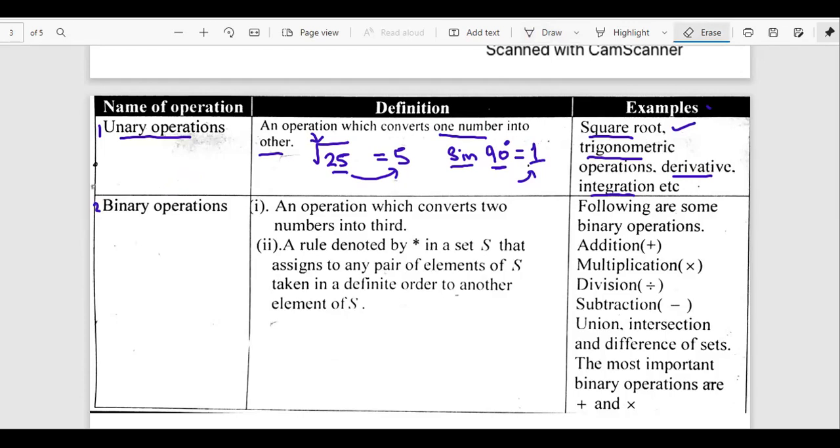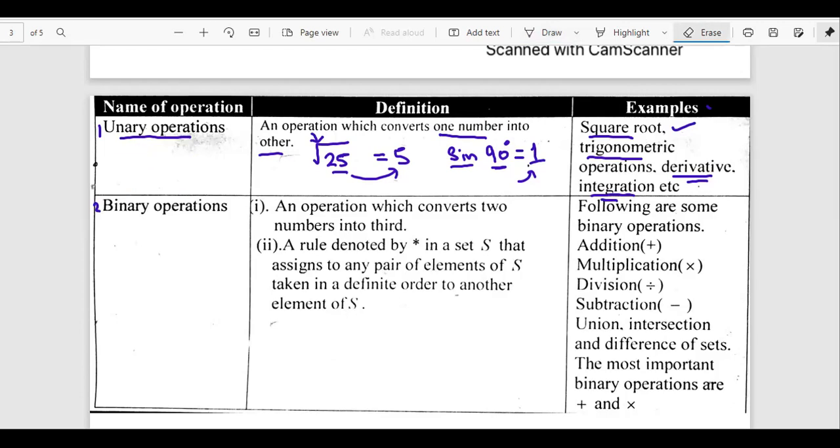I mixed this up because of sine and cos. But yes, if we talk about the graph of sine, through here I can see this would be 90 and this is 1. This is why sine 90 is 1, okay? Is this clear? Yes. Okay, excellent. And then like we have been discussing derivatives and integration as well. So let's not talk about that. So far, you know, unary operation is any operation which is converting one number into another.